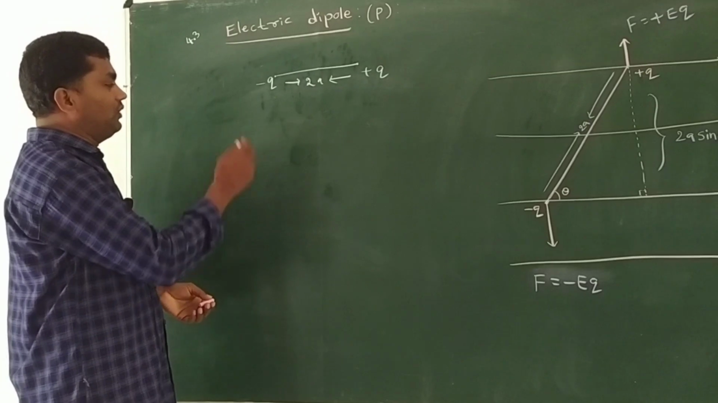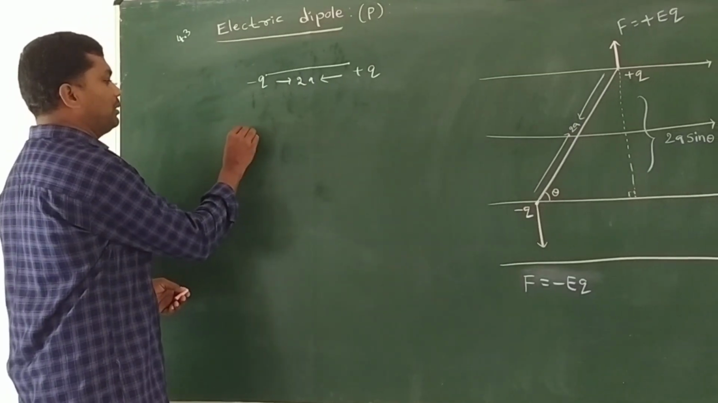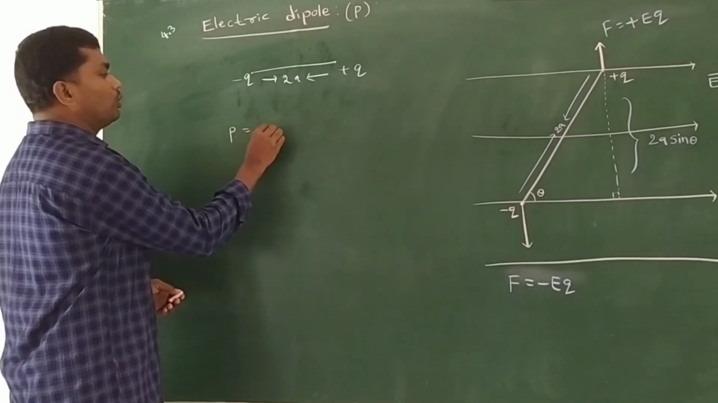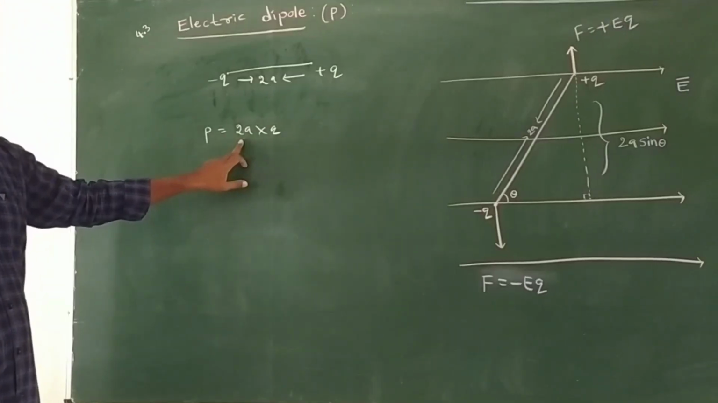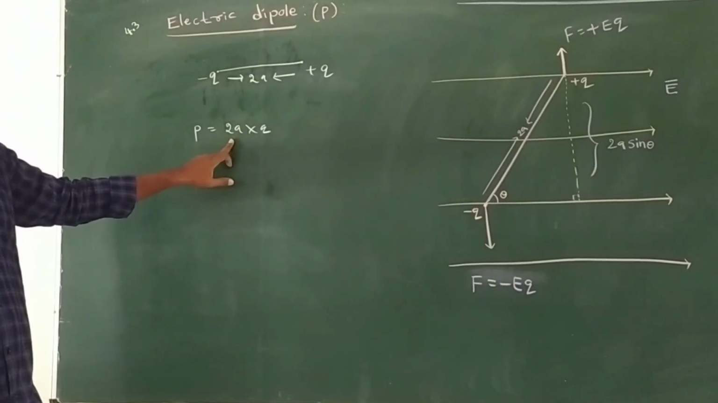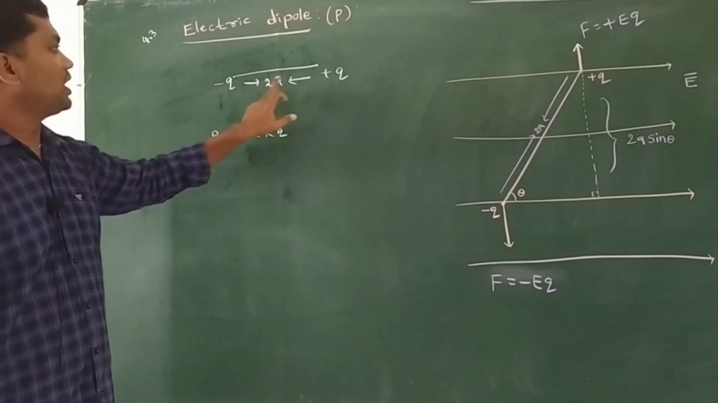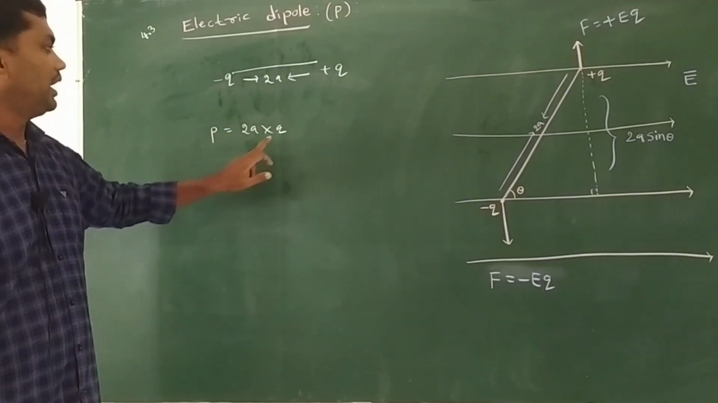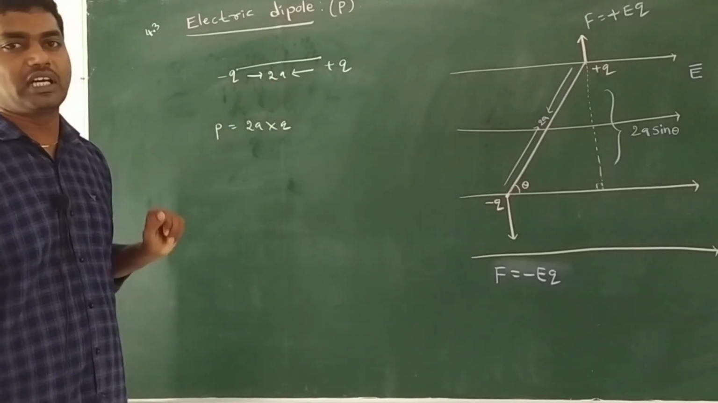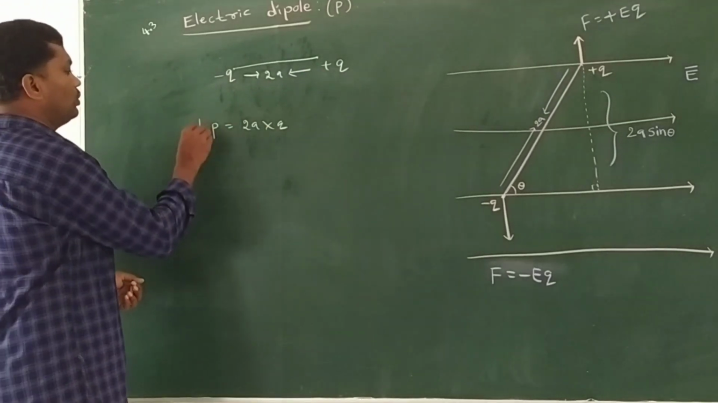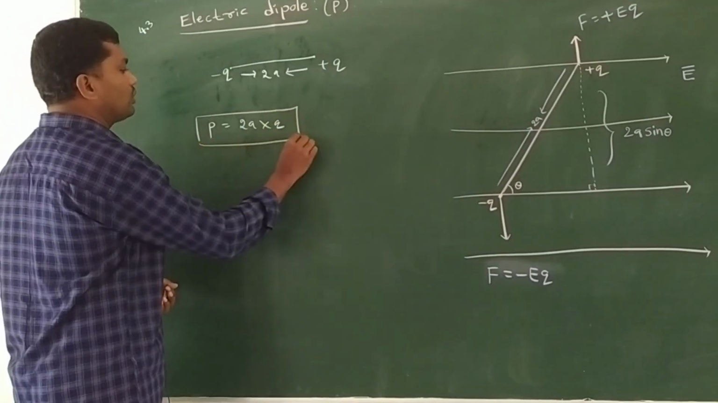Next, the equation of the electric dipole. It is indicated by P. P is equal to 2a into q, where 2a is the distance between the two charges, minus q and plus q, and q is the magnitude of either charge. So P is equal to 2a into q.